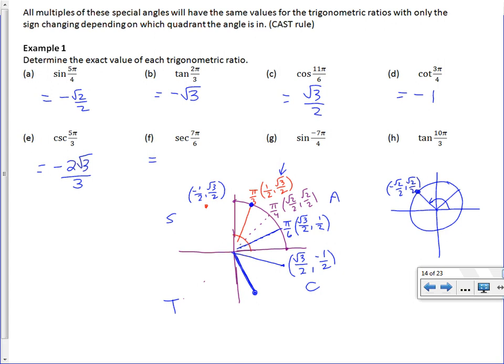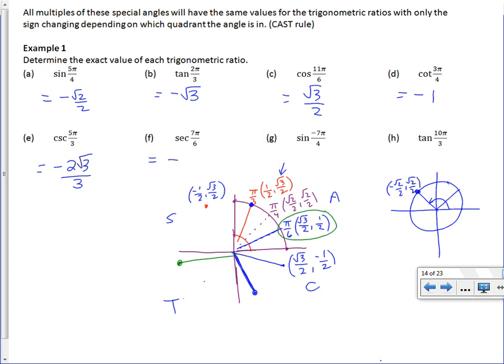So 7 pi over 6 is in quadrant 3, because 6 pi over 6 is here, and 7 pi over 6 would be 1 pi over 6 into this quadrant. Make sense? So here I am in this quadrant. Is secant positive or negative? Negative. Good.